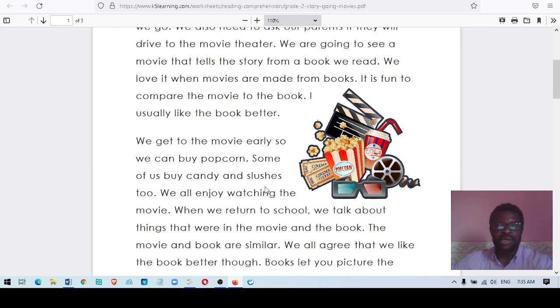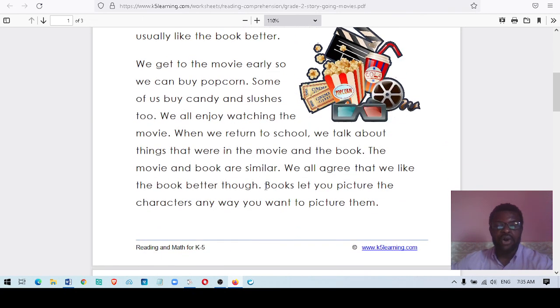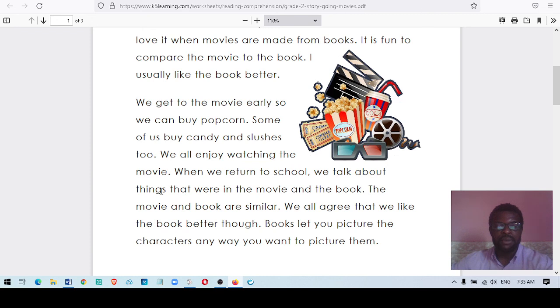We get to the movie early so we can buy popcorn. Some of us buy candy and slushies too. We all enjoy watching the movie. When we return to school, we talk about things that were in the movie and the book. The movie and the book are similar. We all agree that we like the book better, though. Books let you picture the characters any way you want to picture them.